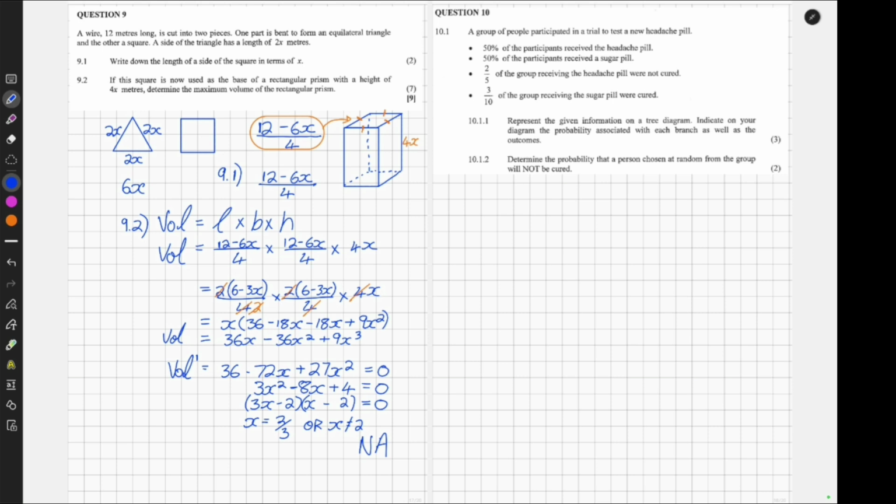Now I need to see if I answered the question. The question said, determine the maximum volume of this prism. I can't say the maximum is 2 over 3. I need to sub the 2 over 3 into my original volume formula, just before I got the derivative. So if I sub it in there, I will be able to see what the maximum volume is. Therefore, max volume would be equal to 36 times 2 over 3 minus 36 times 2 over 3 squared, and then plus 9 times 2 over 3 cubed.